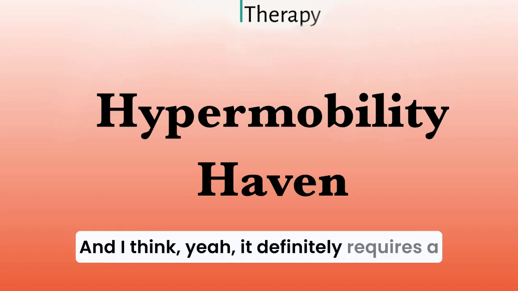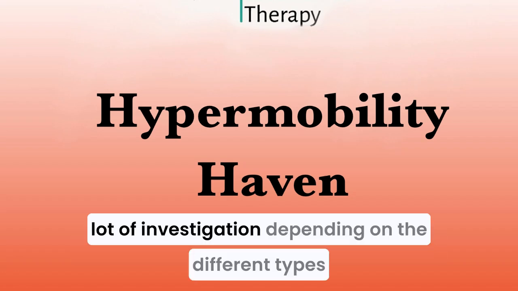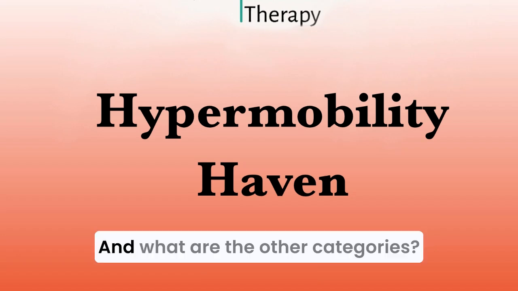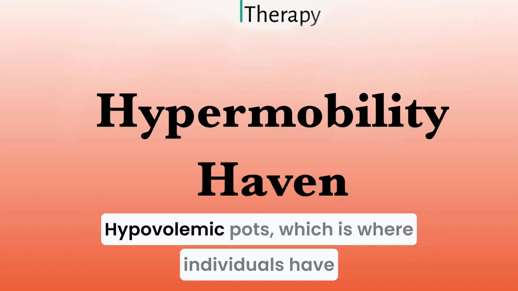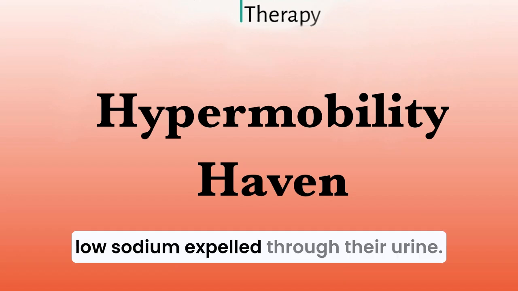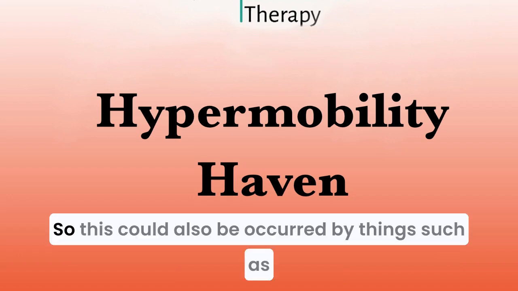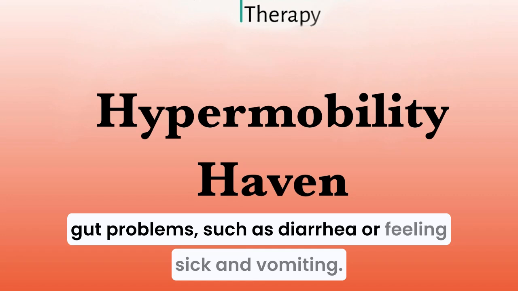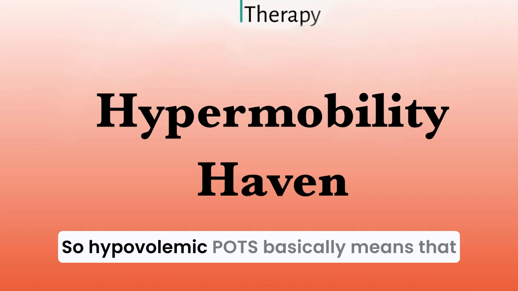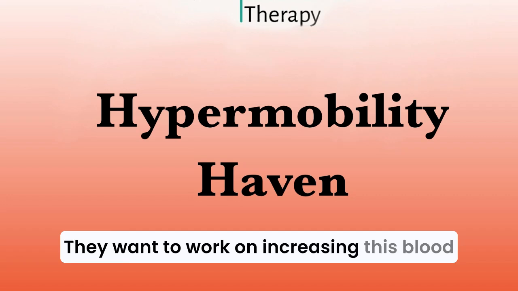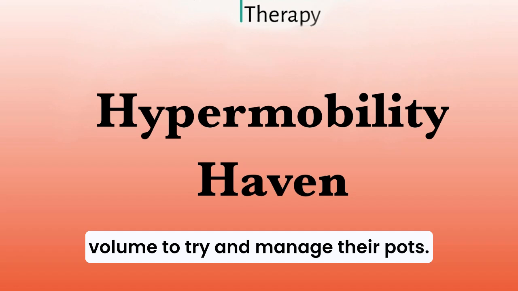And I think it definitely requires a lot of investigation depending on the different types of POTS, because you mentioned hyperadrenergic, and what are the other categories? So we have hypovolemic POTS, which is where individuals have low sodium expelled through their urine. So this could indicate a low blood volume. This could also be caused by things such as gut problems, such as diarrhea or feeling sick and vomiting. This type, hypovolemic POTS, basically means that they have a low blood volume and they want to work on increasing this blood volume to try and manage their POTS.